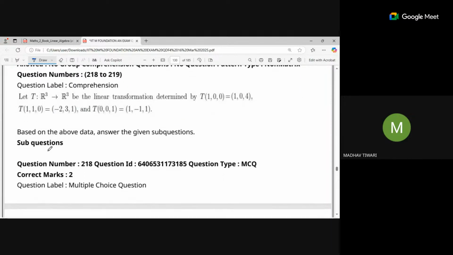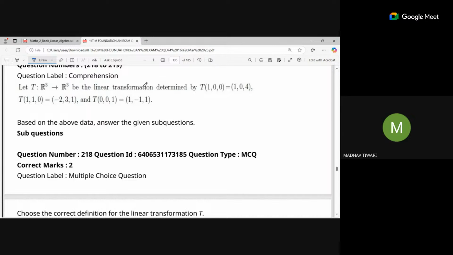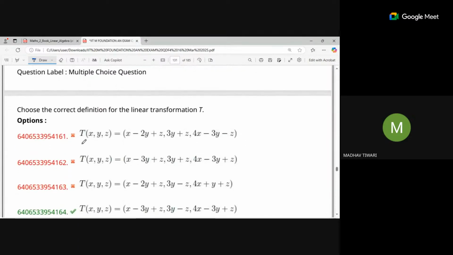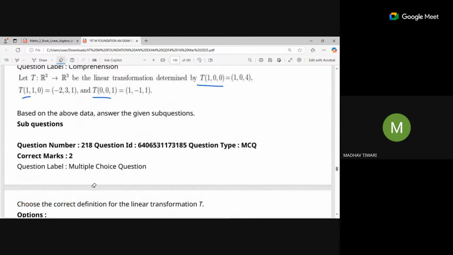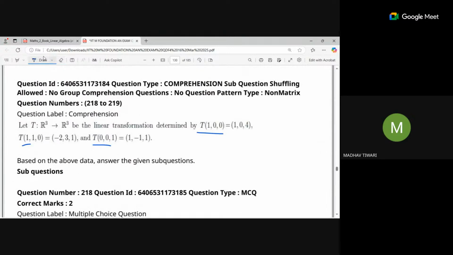In the next one, we are given a linear transformation determined by these vectors, and we have to find the general form of the transformation. We are given some basis, and we need to convert it to the general form.